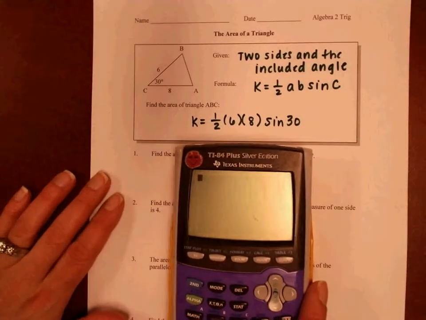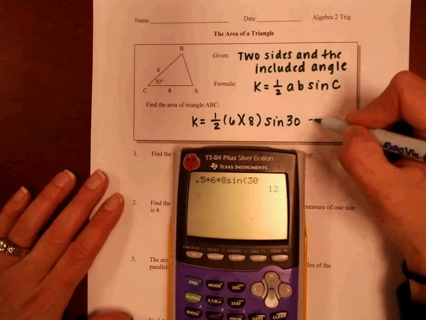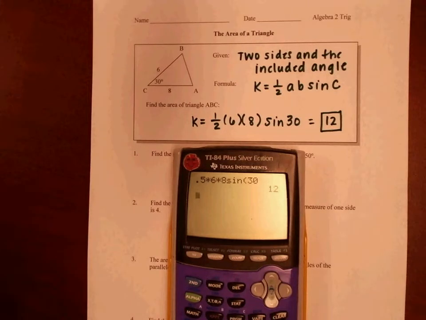You go into your calculator. You're going to type in 0.5 times 6 times 8 times the sine of 30. And when you hit enter, that's the area of your triangle. And you were able to find that without knowing what the altitude is, or the height.